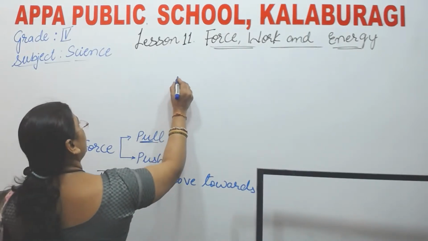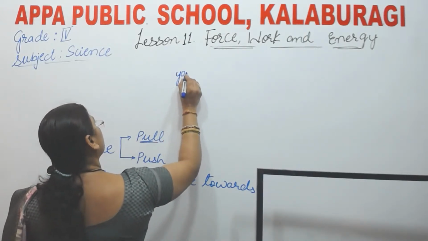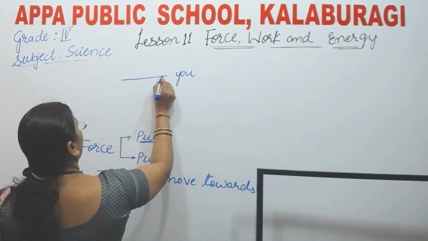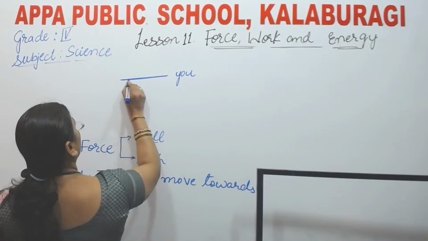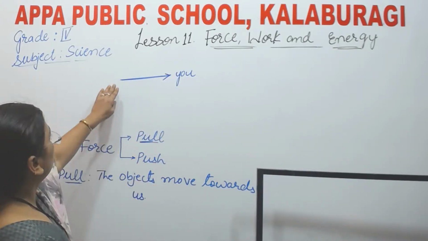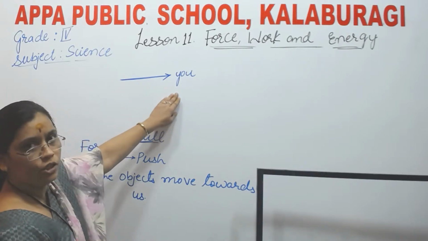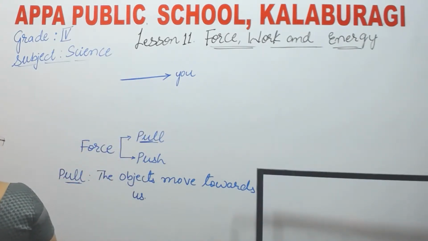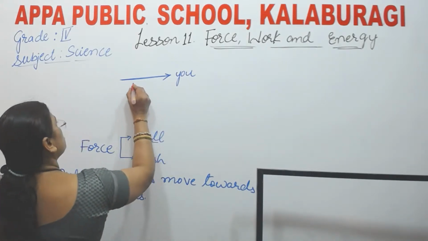suppose you are standing here and the object is here, and see the direction. The object is moving now. In which direction is it moving? The object is moving towards you. So this is known as pull.